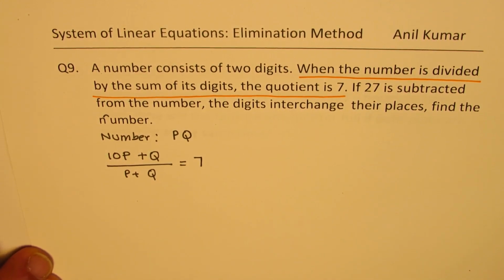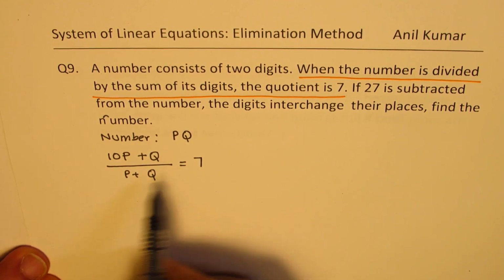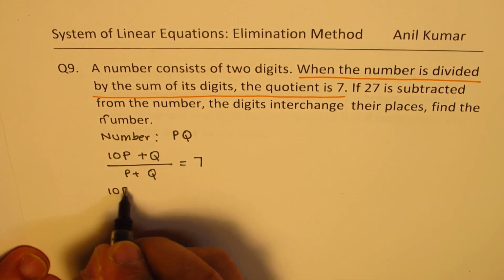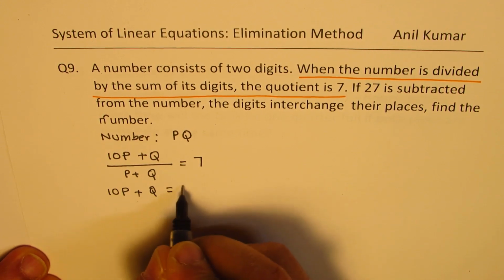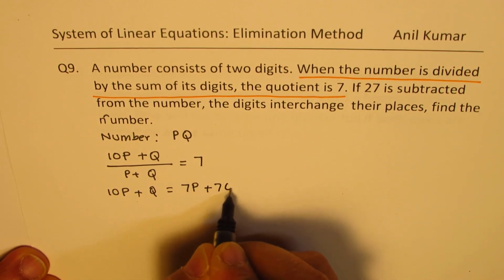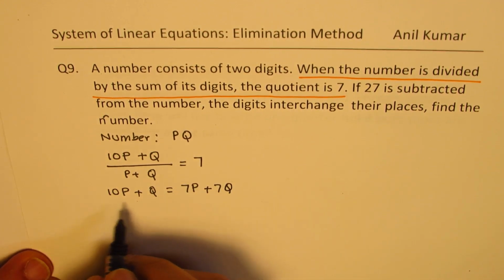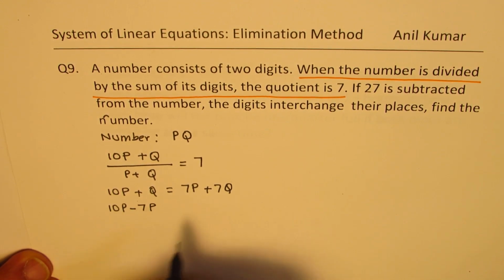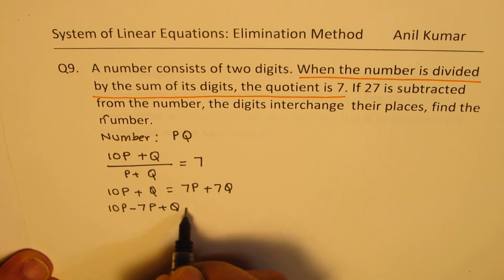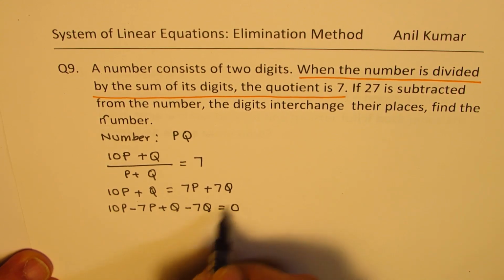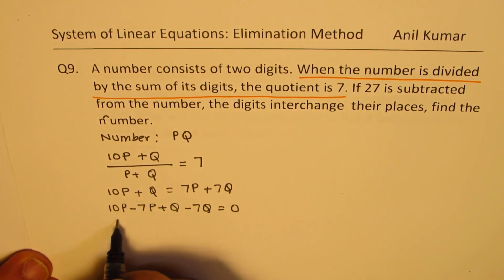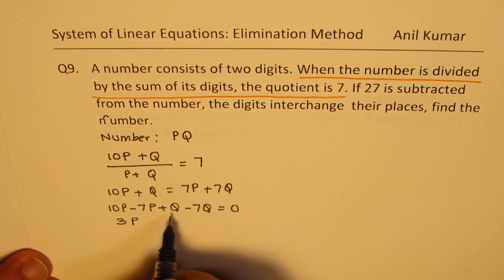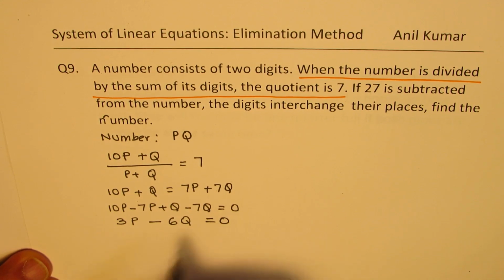This is very important to understand, okay? Now, we can cross multiply. So we get 10P plus Q equals 7P plus 7Q. Bring them together. So left side, okay? 10P minus 7P. And we have plus Q minus 7Q equals 0. So we have 10 minus 7 is 3P. And Q is minus 6Q equals 0. Okay.